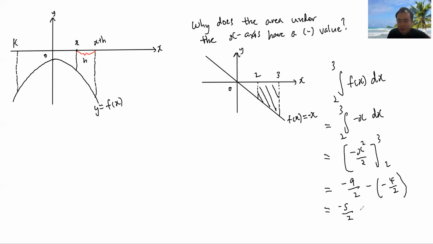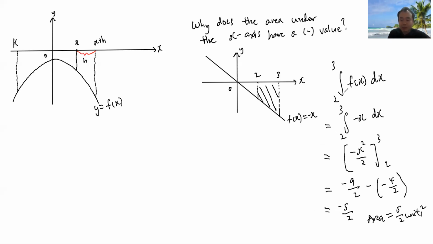Oh, so our area is negative 5 over 2? No. Normally what we do is multiply by a negative, or take the modulus. So the actual area is 5 over 2 units squared. That's the actual area, but we have to take the modulus or multiply it by negative 1 outside.